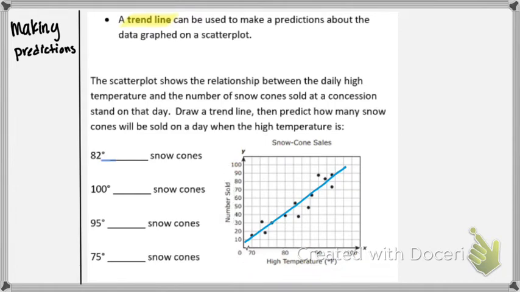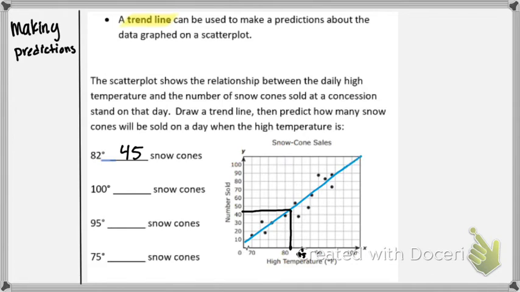And so for each one, we're going to see how many snow cones we sold, and we're going to use a trend line. Okay, so at 82 degrees, well, I guess this would be like 85. So somewhere over here, right? So if I go up to that trend line, my number sold will be around 45. So we can say that it's around 45 snow cones that we're going to sell. Okay.